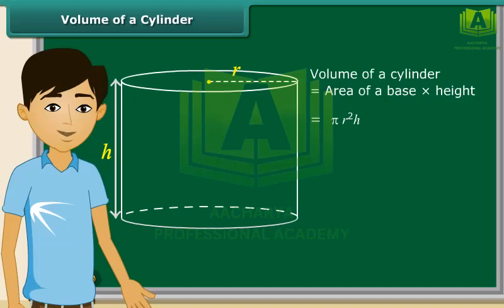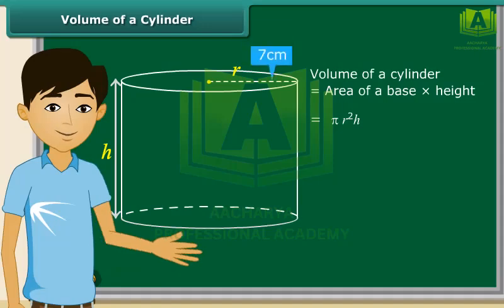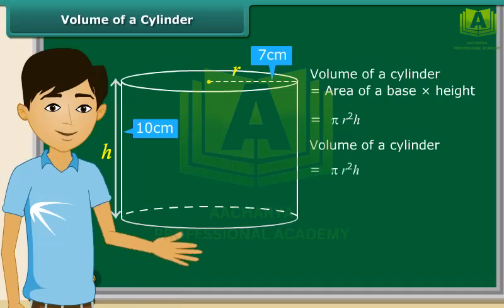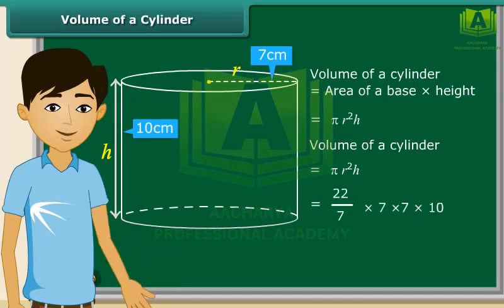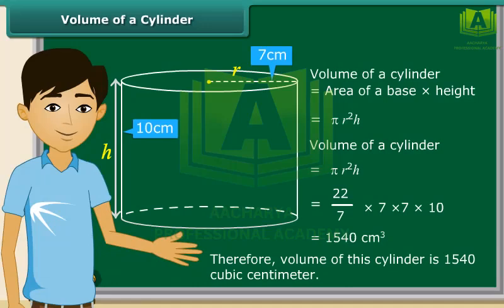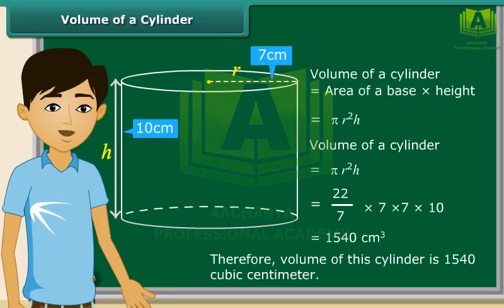Well, let us try an example. We have a closed right circular cylinder of radius 7 centimeters and height 10 centimeters. Let us find its volume. We know the formula for volume of a cylinder is pi r square h. Now we need to substitute the values here. So, 22 by 7 into 7 into 7 into 10. This gives 1540 cubic centimeters. Therefore, volume of this cylinder is 1540 cubic centimeters.